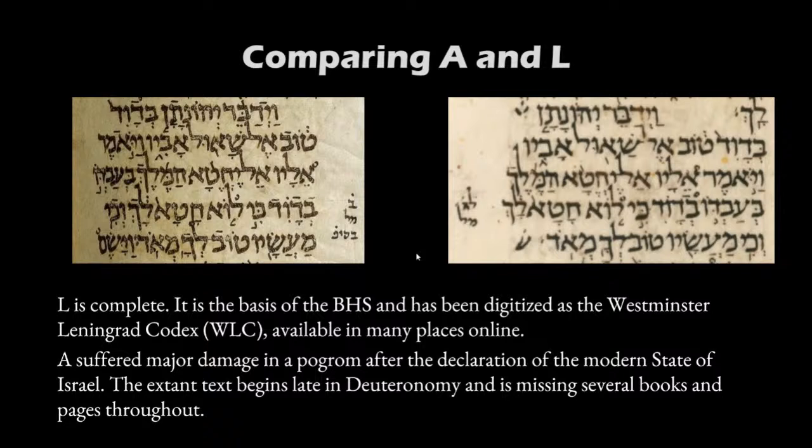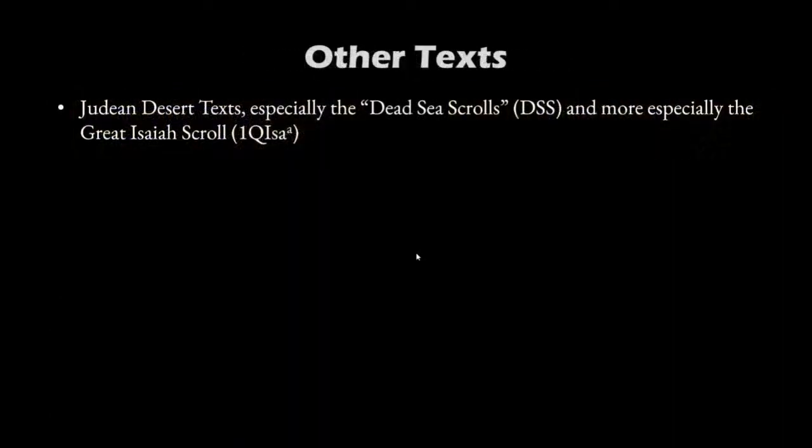The Aleppo Codex suffered major damage in a pogrom. We already talked about that. The extant text begins late in Deuteronomy and is missing several books and pages throughout. So those are the two major texts. There are other manuscripts of the Masoretic tradition, but they are not as important as these two. But they do offer variant readings and suggestions when necessary.